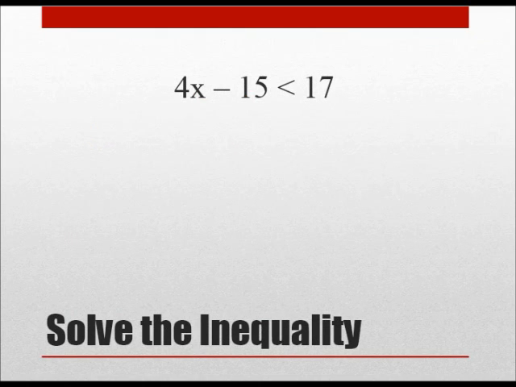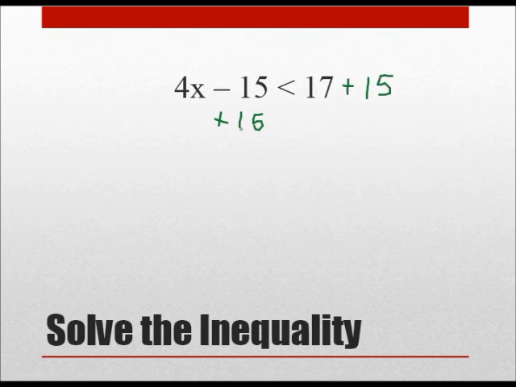Okay, so here we have our first inequality to solve. 4x minus 15 is less than 17. What is my first inverse operation? You want to remember that this is exactly like solving equations. So you're going to get rid of your addition and subtraction first. So you're going to add 15 to both sides.